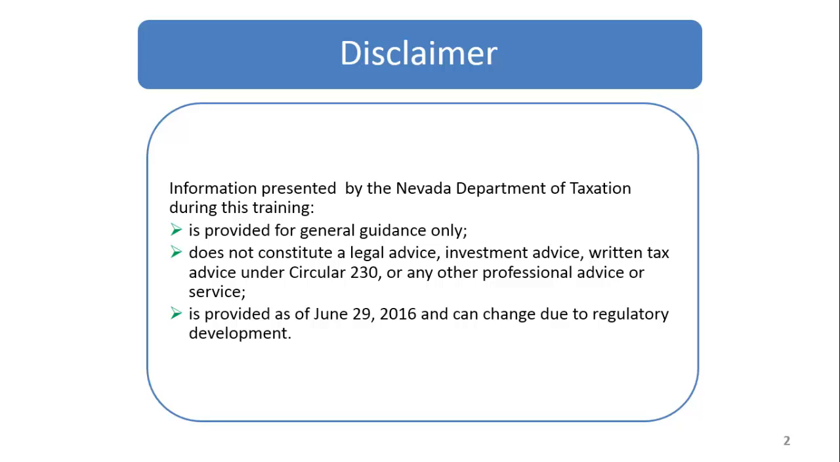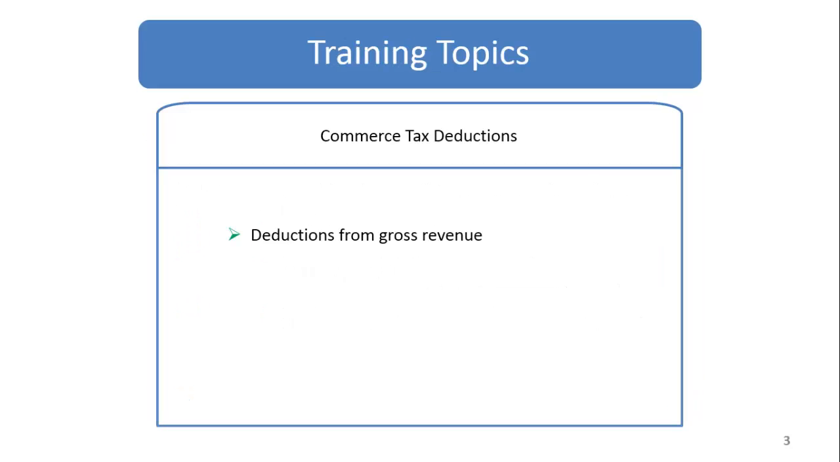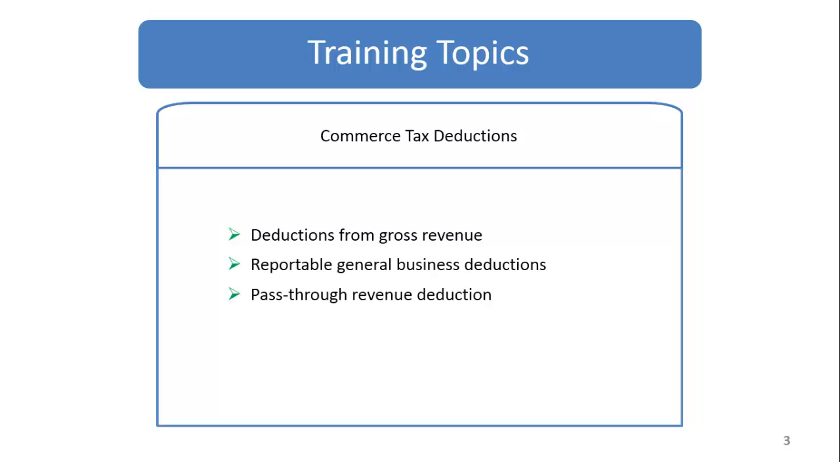The information in this video is provided as of June 29, 2016. In this module, we will discuss the deductions available for commerce tax. It is important to remember that these deductions are not cost of goods sold or ordinary and necessary business expenses, but rather amounts of gross revenue that are not subject to commerce tax. We will discuss the general business deductions, pass-through revenue, which is a deduction that is specifically defined in the commerce tax law, and the industry-specific deductions.